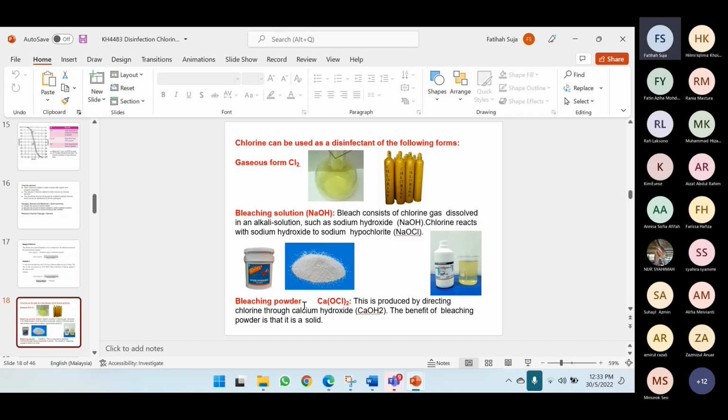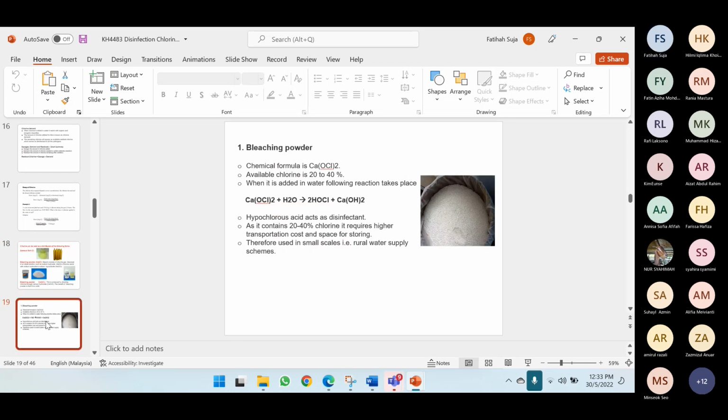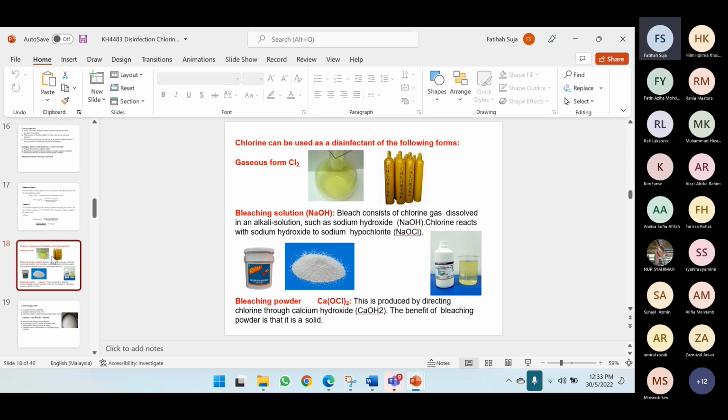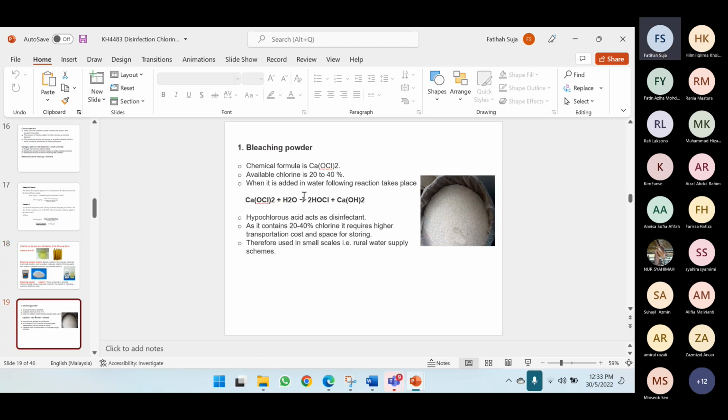Okay, and then the bleaching powder. This is produced by directing chlorine through calcium hydroxide. The benefit of bleaching powder is that it is a solid. So of course, if you have solid, it's easier to handle, easier to store, easier to apply, compared to the liquid or the gaseous form. So the bleaching powder, you have here chlorine and calcium hydroxide, and you have this bleaching powder.